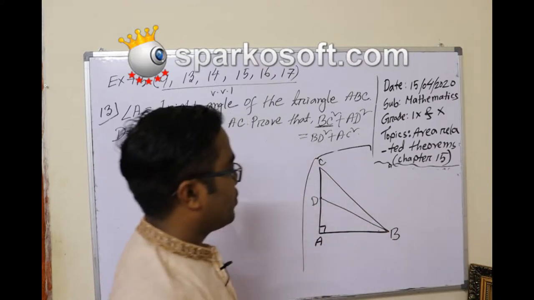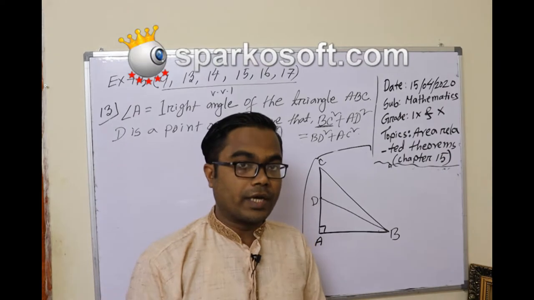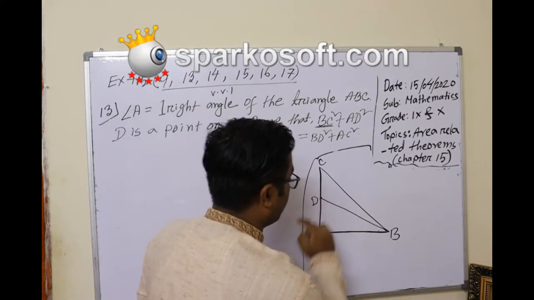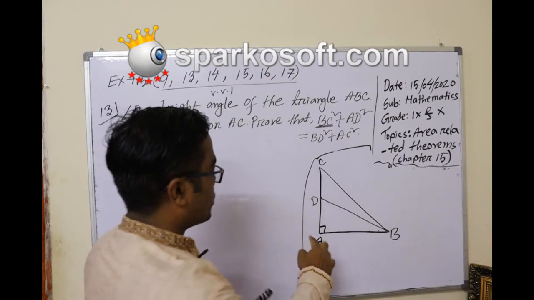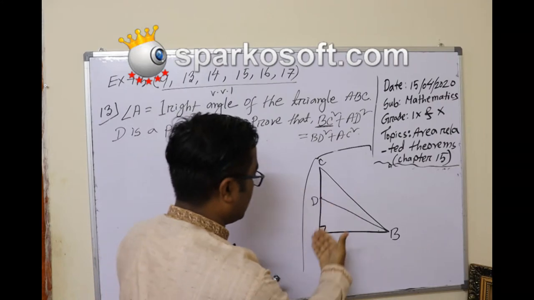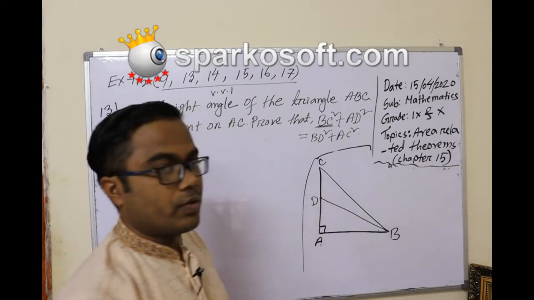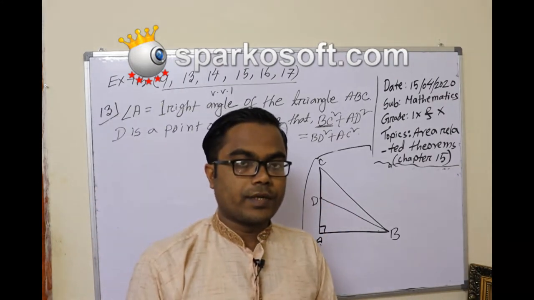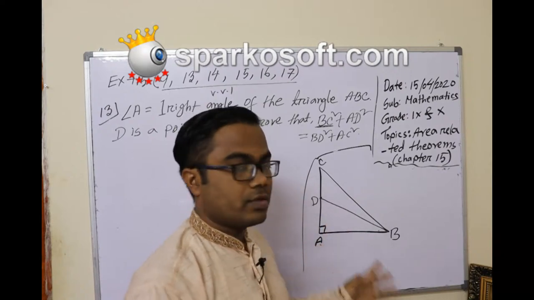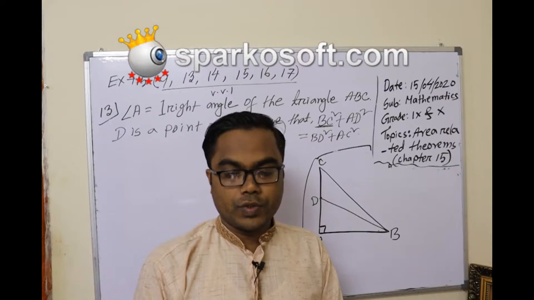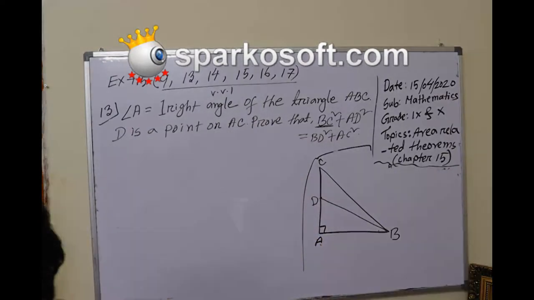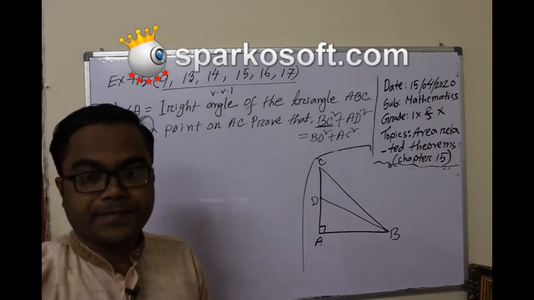then after that, you will get another triangle, triangle ABD. So in triangle ABC, you can apply Pythagoras theorem. Similarly, in triangle ABD, you can also apply Pythagoras theorem. After adding these two triangles' values, you will get the result. Am I clear to you, students? Clear? Okay.